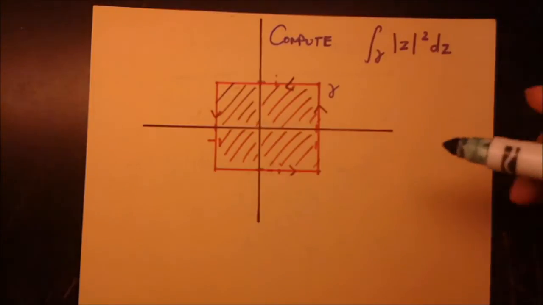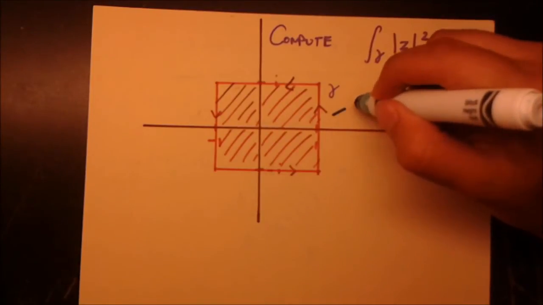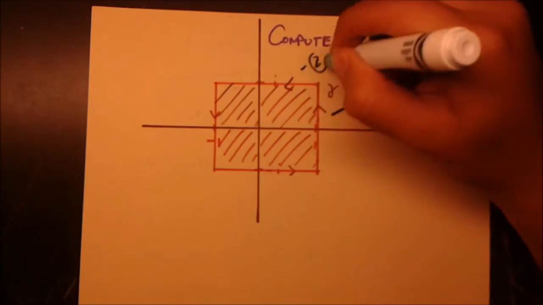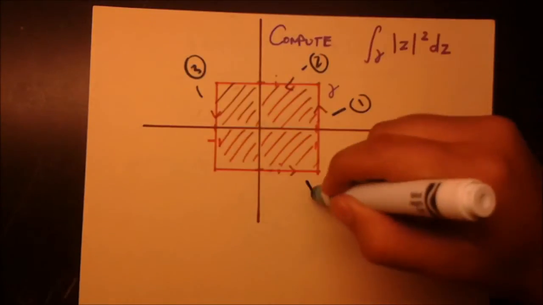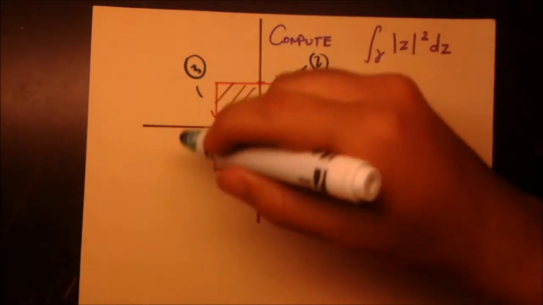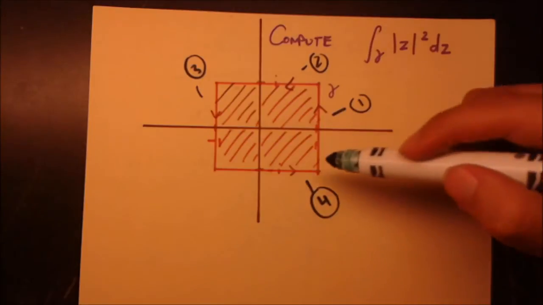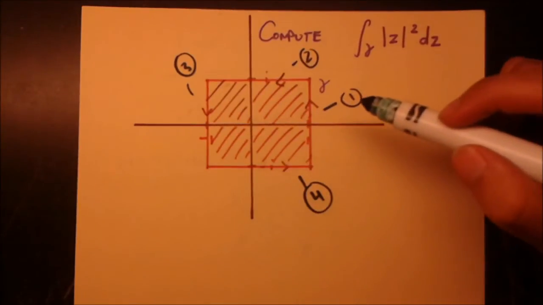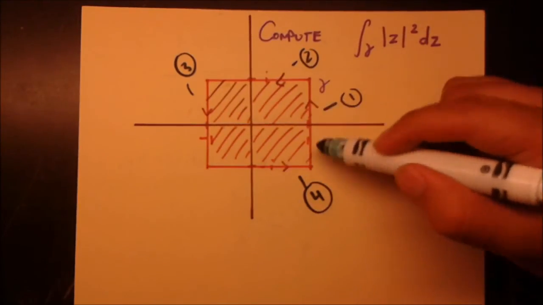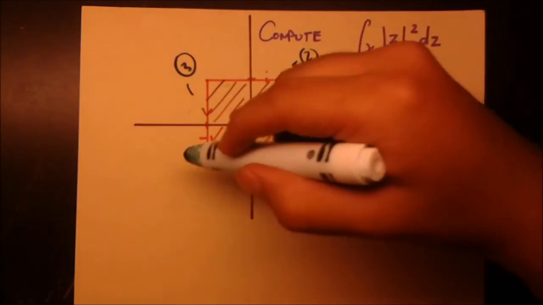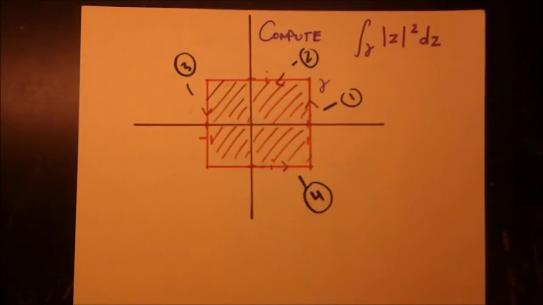How you would do that is you would have to designate this as curve 1, this is curve 2, this is curve 3, and this is curve 4, because they're all disjoint straight lines, so you can't have one curve that describes the whole square. And then you need to take the line integral over piece 1, over piece 2, over piece 3, over piece 4, and then add them together, and then you'll get your answer.